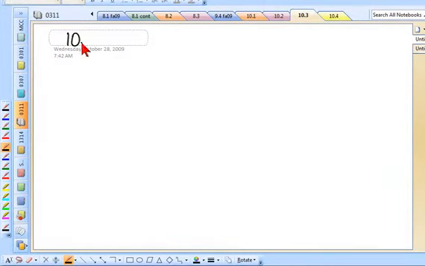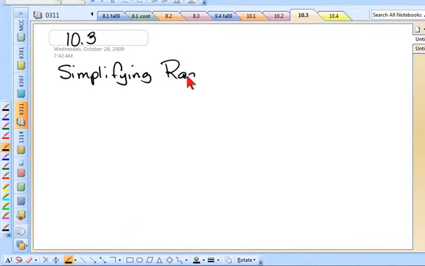Let's take some time to talk about section 10.3, which is about simplifying radicals. To simplify a radical is to factor out all perfect square factors and actually take the square root of those. So we've done some of this already. If I ask you to simplify the square root of 25, then you would write it as 5.